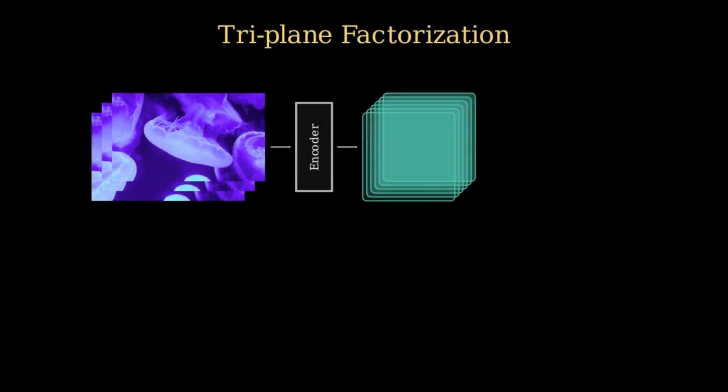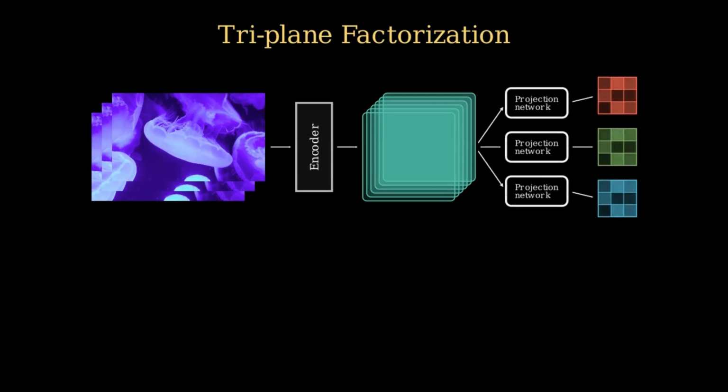Up to this point, we have represented videos as dense three-dimensional latent volumes. While this preserves a vast amount of spatiotemporal information, the number of tokens grows linearly with video length and resolution, making it computationally expensive for generative modeling. To solve this, many architectures use triplane factorization. Instead of storing the entire 3D volume, we project it into 3 orthogonal 2D feature planes.